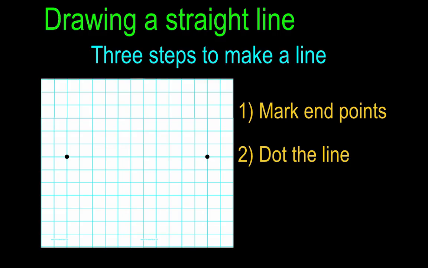Then you're going to dot the line, okay? And this is something, again, easy to do without a ruler. It's hard to draw a perfectly straight line, but you can make dashed lines. And then what you're going to basically do is fill in the blanks, so connect that into a straight line. And that's a really good strategy to do that.